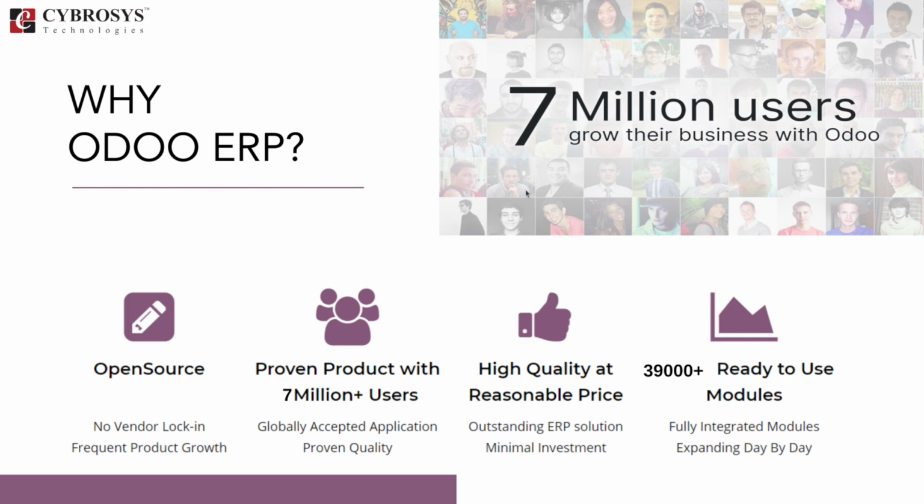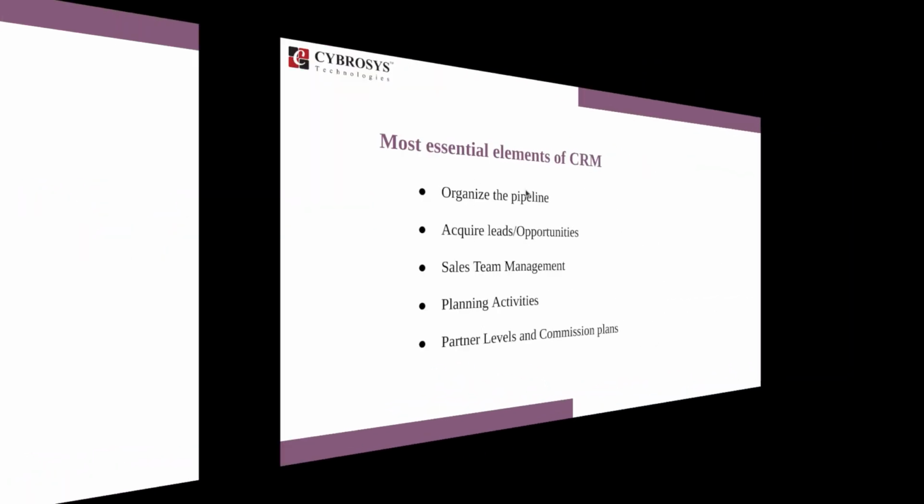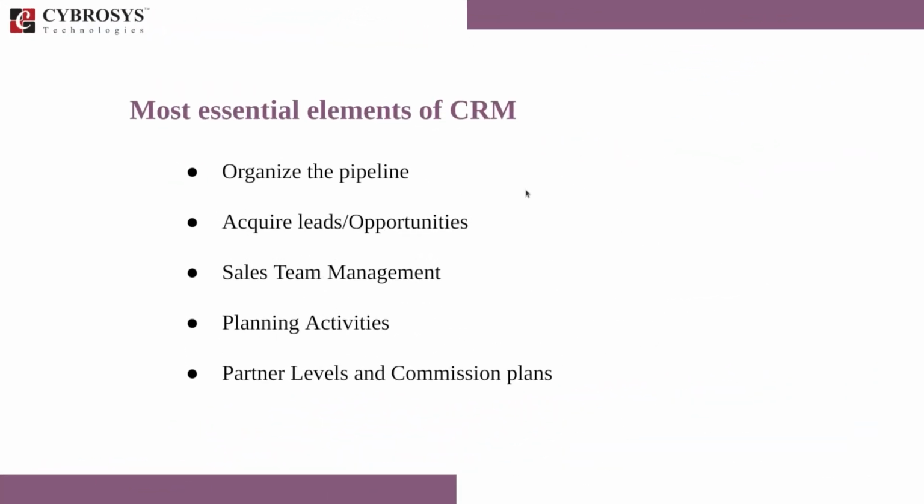So now we can move into the Odoo 16 CRM module. First, we can discuss some of the elements of the CRM module. The organized pipeline: through pipeline management, we will get a clear overview of the opportunity pipeline of the sales process. It will improve work efficiency and productivity because the deals are categorized based on their conversion rate and the different stages. The next one is acquiring leads or opportunities.